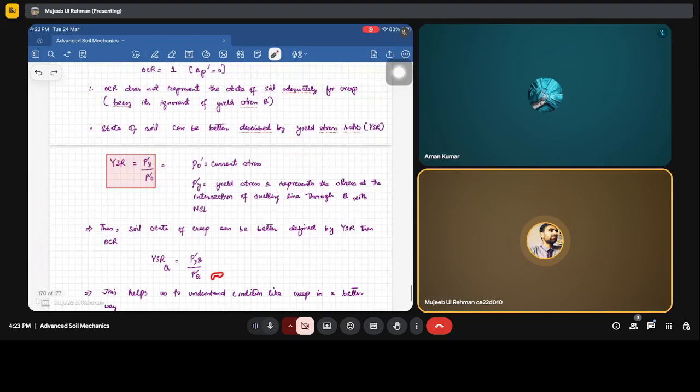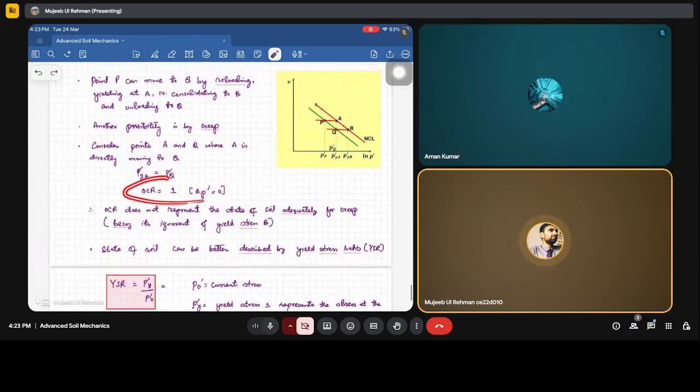So you can see that when we were talking about the OCR, we were actually neglecting this yield stress at B. The soil can reach this creep state either directly going from A to Q, or it can come from A to B, B to Q. So if we are talking about OCR, the information corresponding to B was getting neglected.